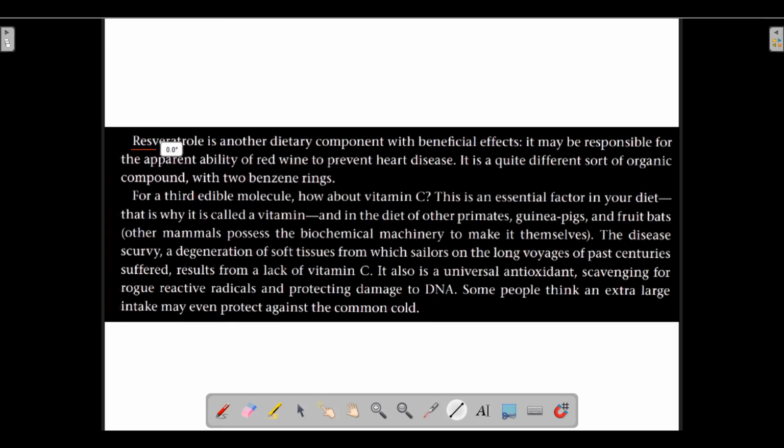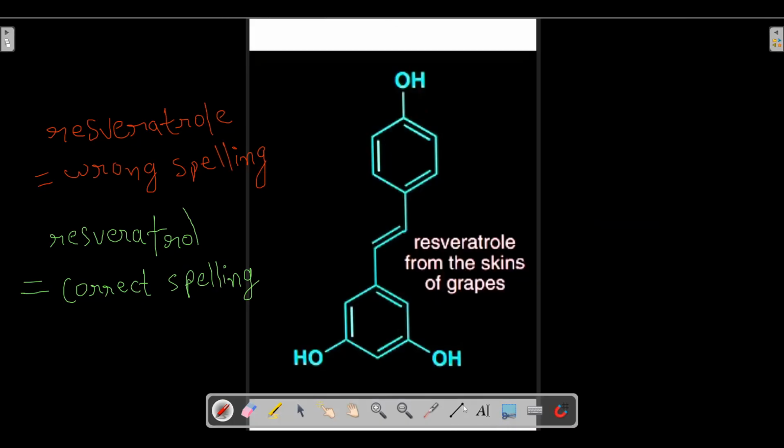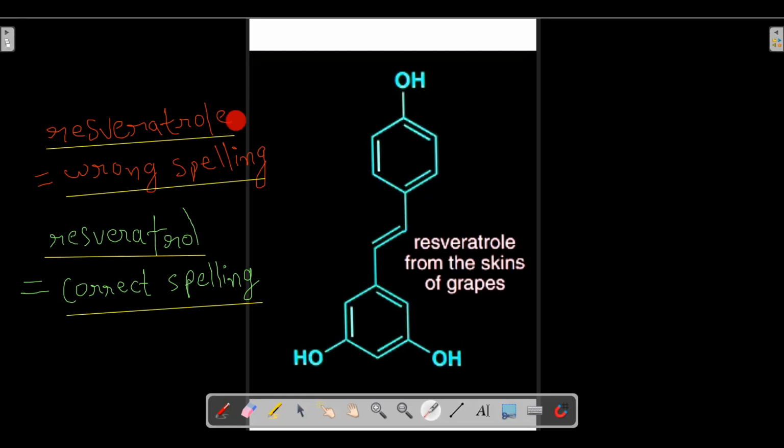We are going to learn about resveratrol. Now, this resveratrol, have a look at the spelling. In the Clayden book, this extra E is there. It is wrong. The correct spelling is resveratrol, T-R-O-L, not T-R-O-L-E. So have a look in the second edition of Clayden book. There is a mistake. This spelling has been given in the Clayden book, but this is the wrong spelling. Instead, this spelling is the correct spelling.